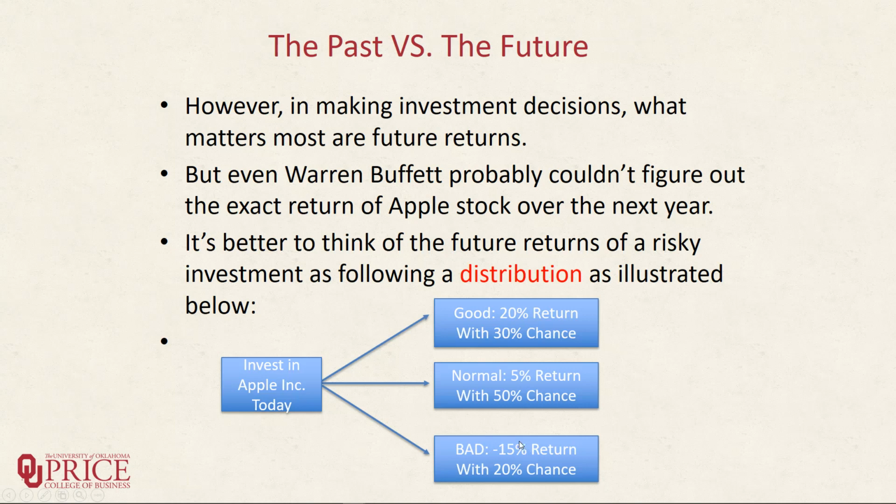But I don't know exactly which scenario will occur over the next year. I do know that they occur with different probabilities. There's a 30% chance that we will see the good scenario, a 50% chance we will see the normal scenario, and a 20% chance we will see the bad scenario. So in this case, you can see that Apple stock return is risky because we're not sure which scenario will occur. We only know the possibilities. So we accommodate that uncertainty using this approach.